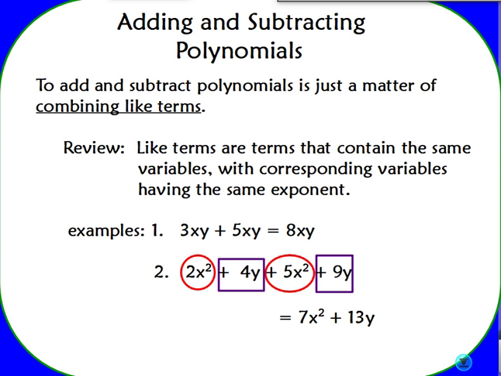Example number 2, as you can see, has the like terms noted by the circles and rectangles. 2x squared and 5x squared can be combined to give you 7x squared. 4y and 9y can be combined to give you 13y.